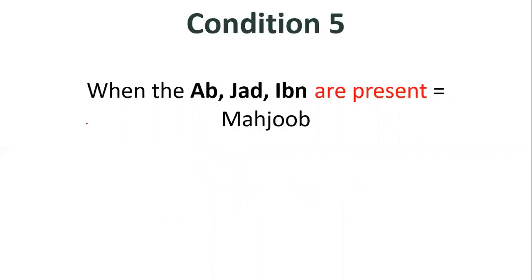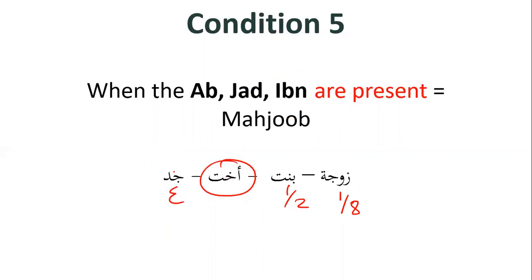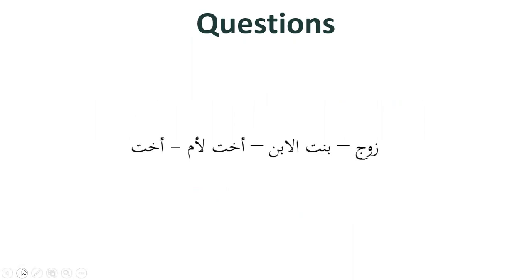Another example for condition number 5, when the ab, jad, ibn are present, then the ukht will be mahjub. So over here we can see zawja will receive 1/8, bint 1/2, jad will be asaba. So what does the ukht receive? We'd say because the jad is present, therefore the ukht will be mahjub. Alright, so hopefully inshallah you have all learned the conditions off by heart. You've gone through the examples, and now you're ready to go through the questions inshallah.